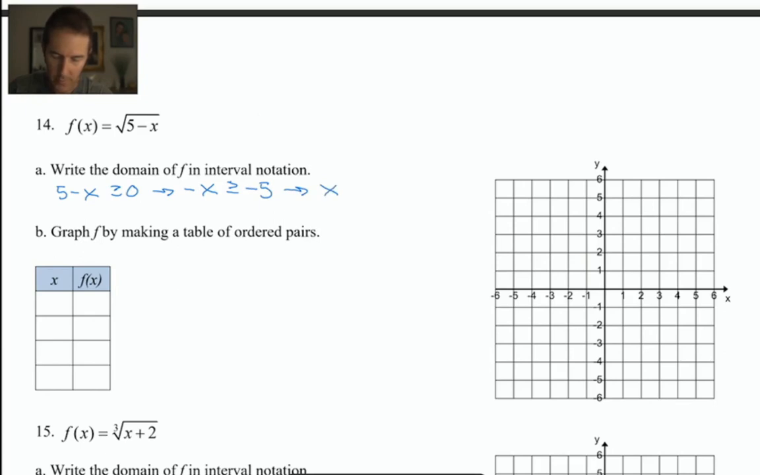This changes to a positive x, this changes to a positive 5, but when you multiply an inequality by a negative number, you have to switch the sign, or flip the sign. So that inequality symbol changes directions, and you end up with a domain statement that says that x must be less than or equal to 5.